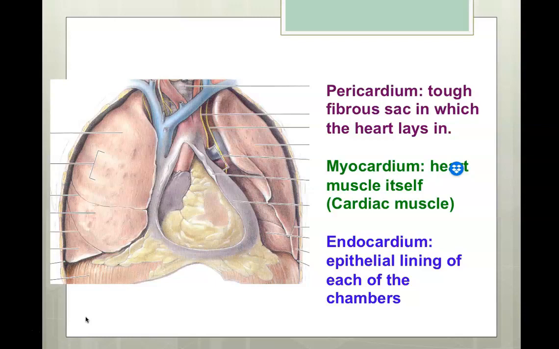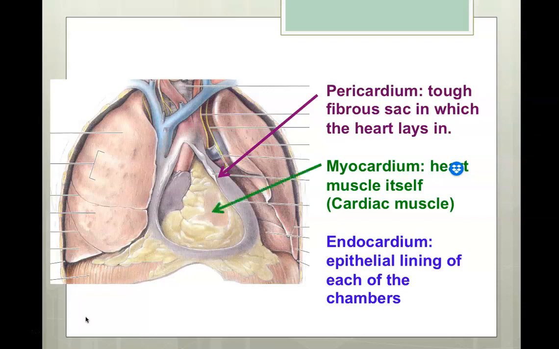When you first open up the thorax, you will run into what's known as the pericardium. And this completely encloses the heart. It's not open the way we see it in this image, but it is a tough fibrous sac in which the heart is going to lay. And so if we cut open this pericardium, that's when we're going to see the heart itself.